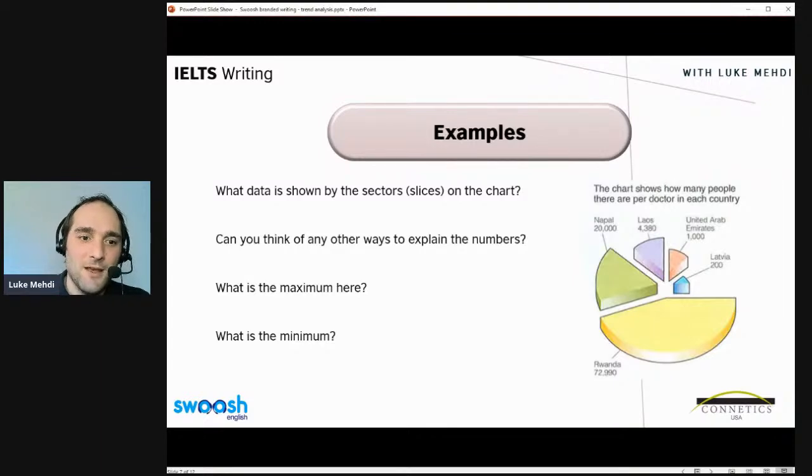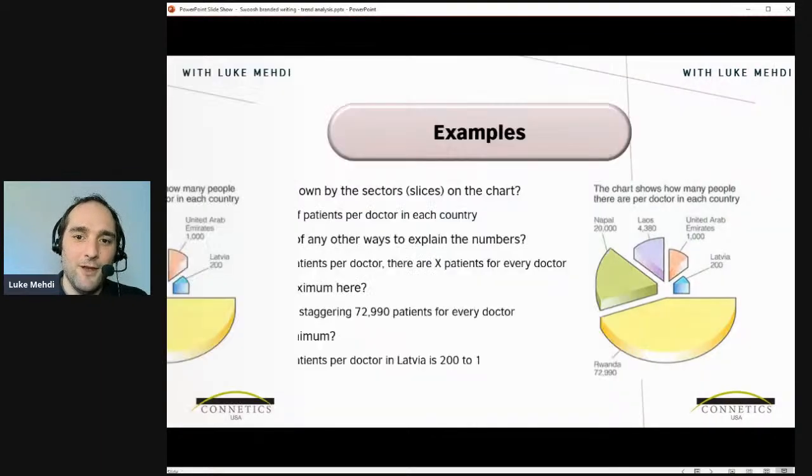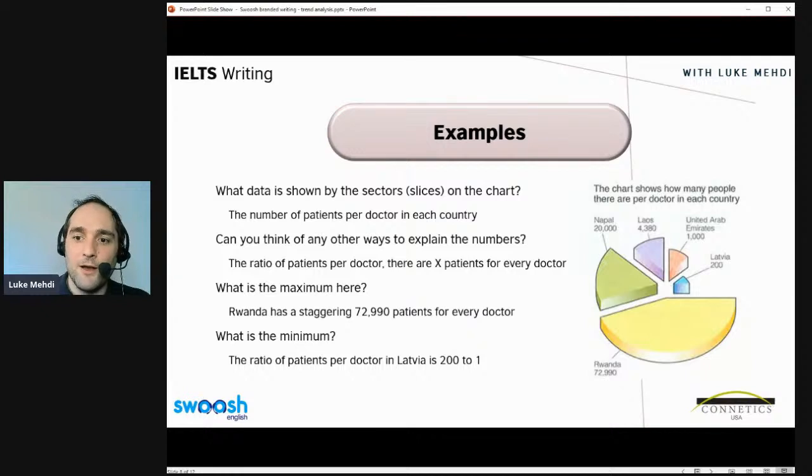Random maximum. And the minimum there is Latvia. Good, well done, everyone. Well done, Cams. Well done, Nana. So it's the number of patients per doctor in each country. Other ways to say it: the ratio of patients per doctor. There are X patients for every doctor.